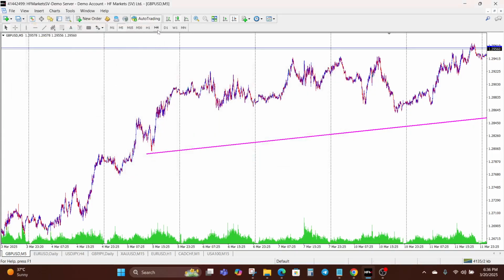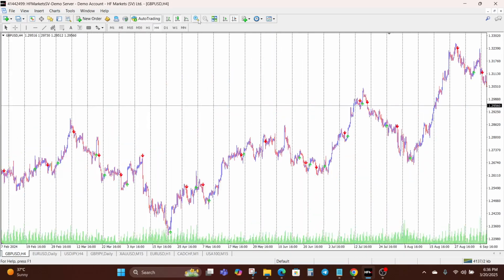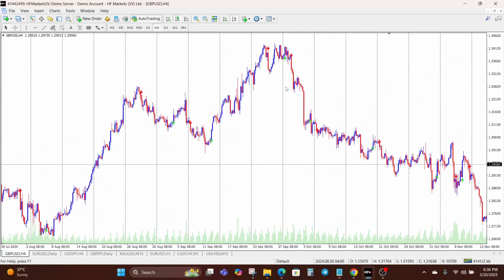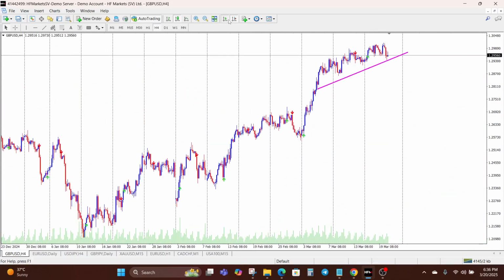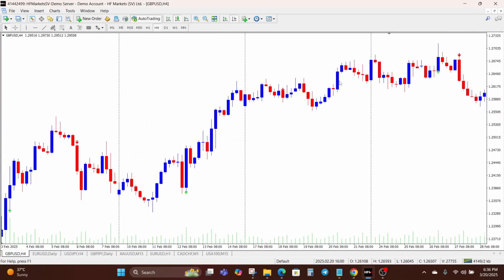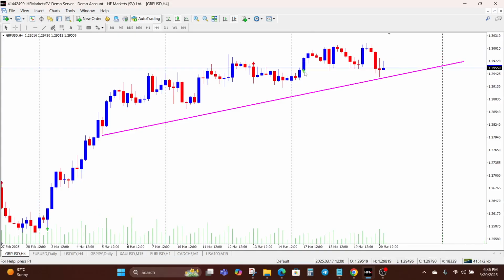Okay, so basically using this indicator is quite straightforward. All you have to do is watch out for the arrows. When you have a green arrow appear below the candlesticks, pointing upward, basically you have a buy signal. And when you have a red arrow appear, you have a sell signal.